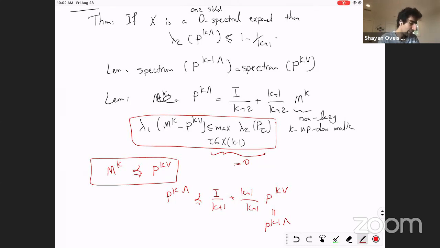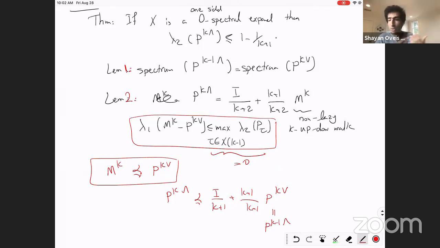We know that we can relate eigenvalues of pk of up down to pk minus 1 of up down. Similarly, you can relate k minus 1 to k minus 2, and so on and so forth. So the main non-trivial part is actually this second lemma, which relates the eigenvalue of the non-lazy up-down walk to the eigenvalue of the down-up walk.